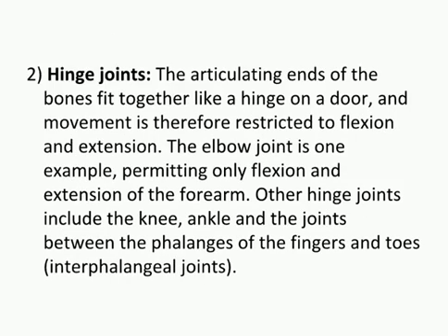Now the second type of joint is the hinge joint. In a hinge joint, the articulating ends of the bones fit together like a hinge on a door, and the movement is therefore restricted. It will allow movement only in one direction. The elbow joint is one example of a hinge joint.